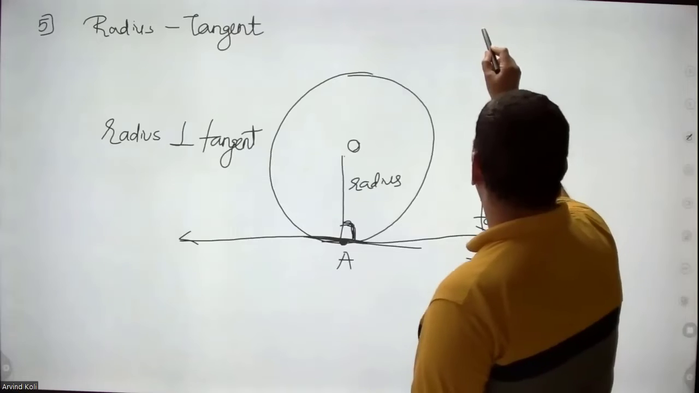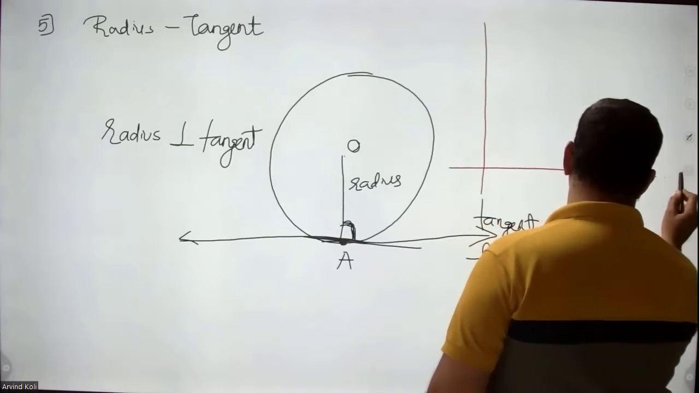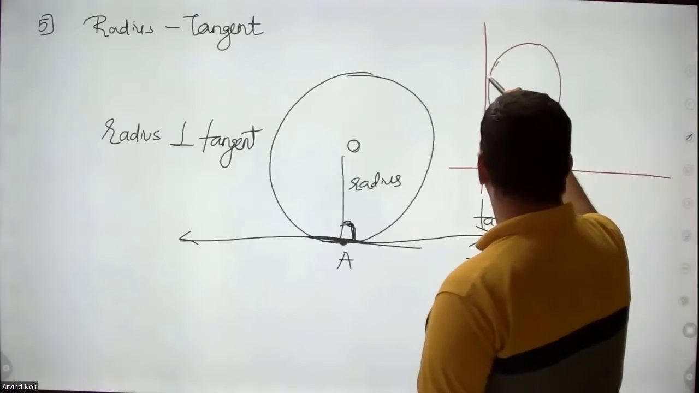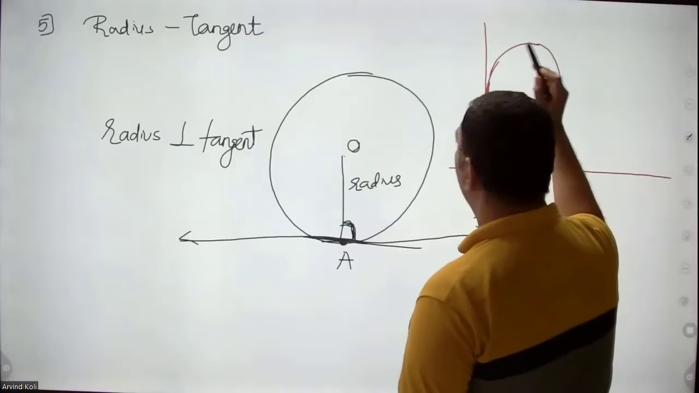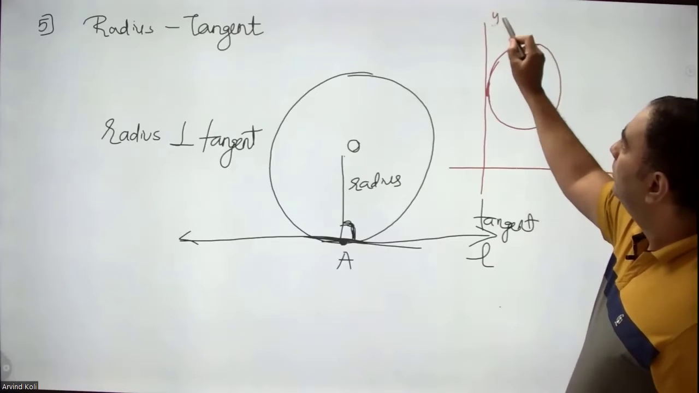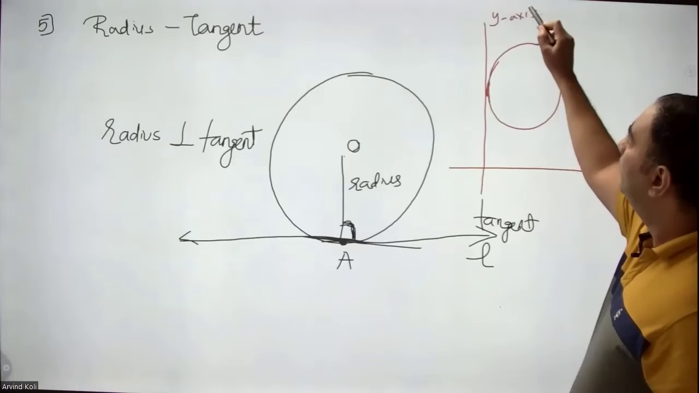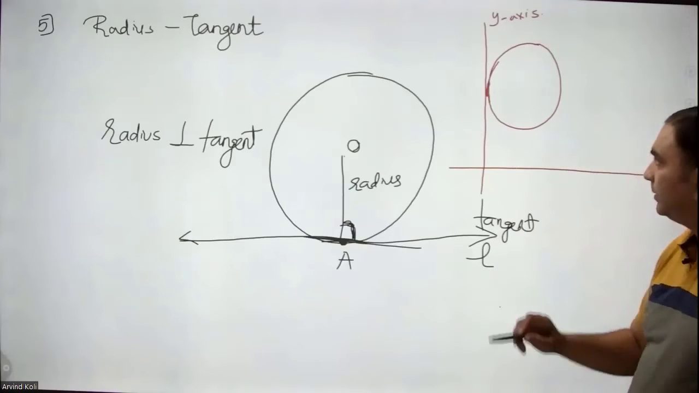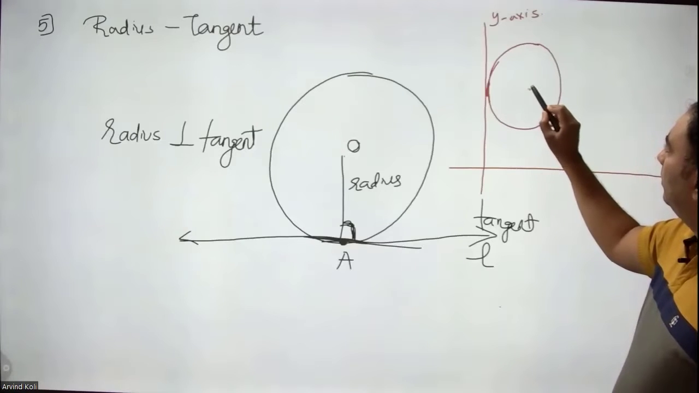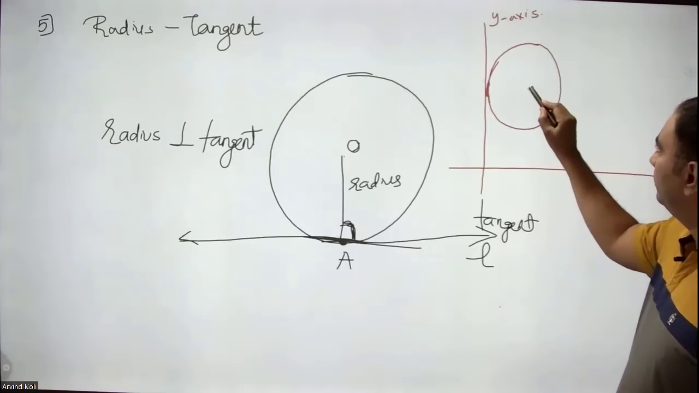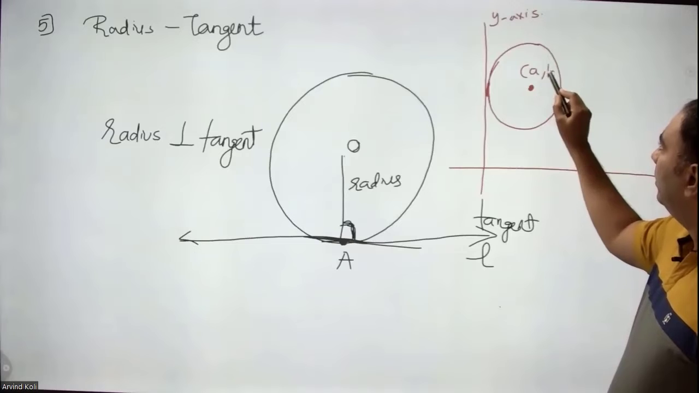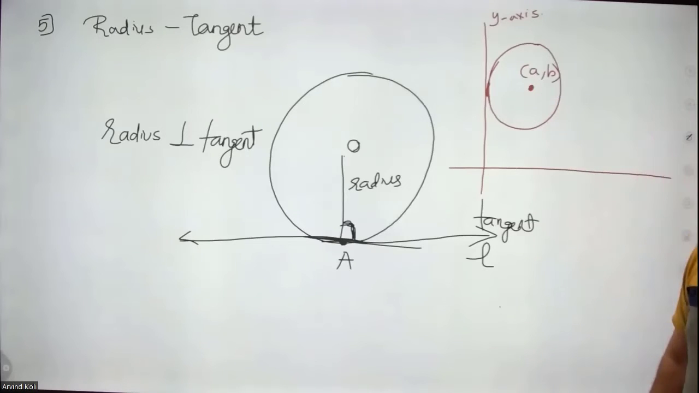कैसे? Let's say, for example, we have a circle. Let's say we have a circle which is just touching the y-axis. Okay, we have a circle which is touching y-axis, and let's say the center of the circle is A, comma B.